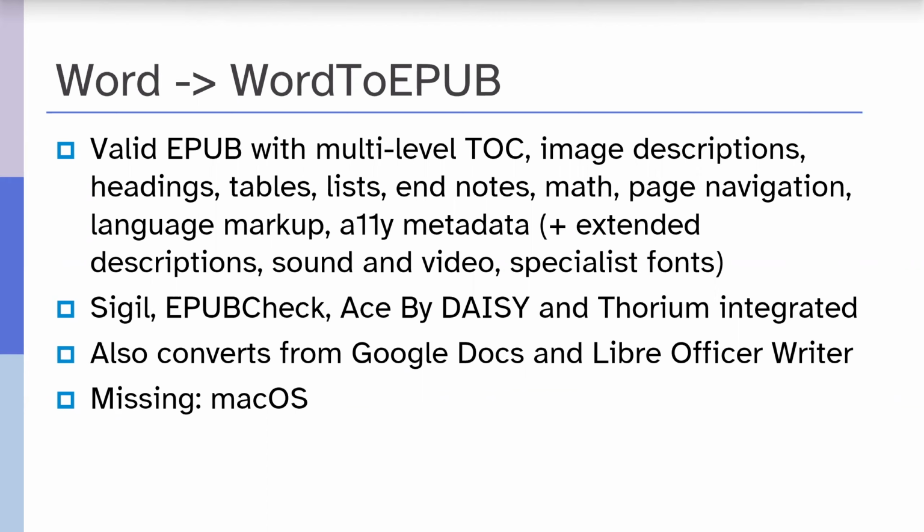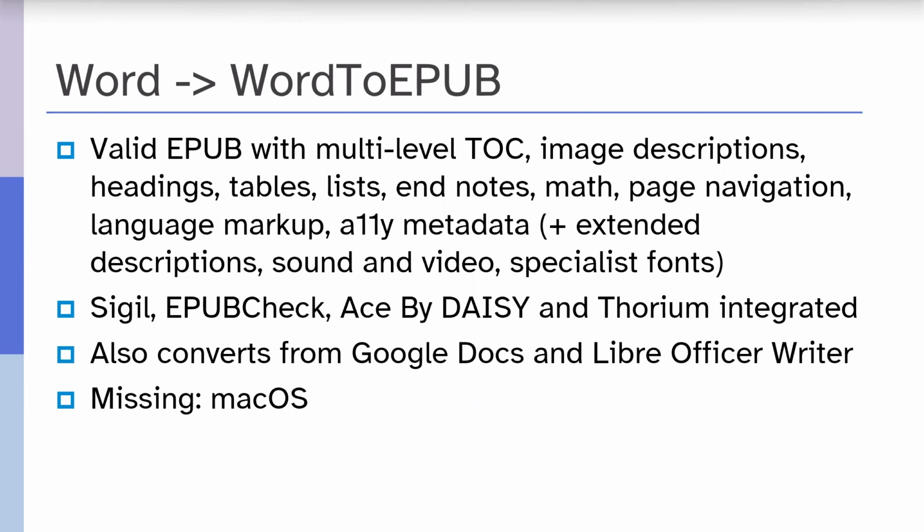So you can add extended descriptions, you can have audio and video, you can choose specialist fonts for low vision or for folk with dyslexia, if that's your thing. You can also integrate into the tool other tools that help you on your way as a production workflow. So you can build in Sigil, EPUBCheck, Ace by DAISY and Thorium, and Word to EPUB will help you grab those tools if you don't have them. And they form then part of the click-through interface as a kind of quality assurance workflow.